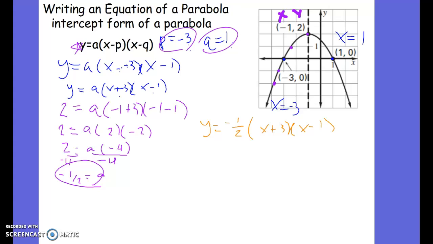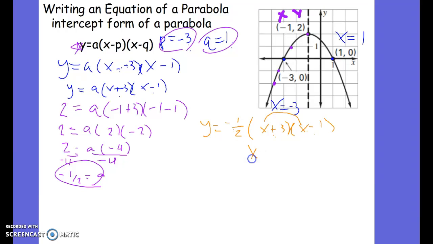Okay, our last step is just to take what we have, with our a, p, and q values, and multiply it out. You can use your box method, or you can use your arrows. I'm going to use my arrows, and I'm going to multiply my factors first and then multiply that a value at the end. That just makes it a little bit faster. So always multiply your factors first and then multiply that a value very last.